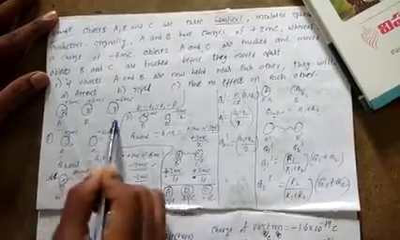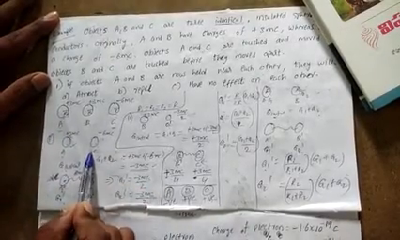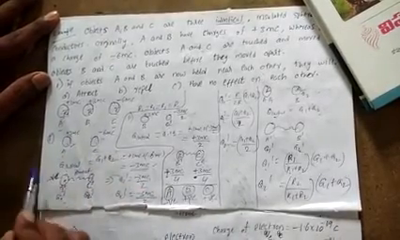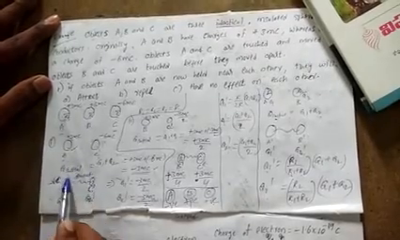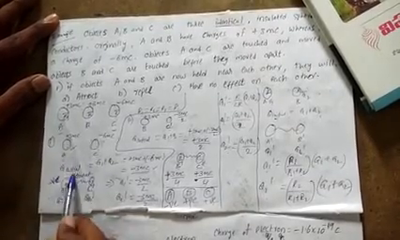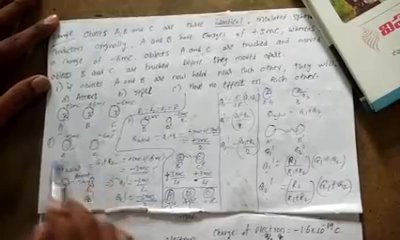Next, the first assumption is that objects A and C are touched. Objects A and C are touched. So we have the assumption that A and C are touched, so we have to find initially what is the total charge of these two bodies.